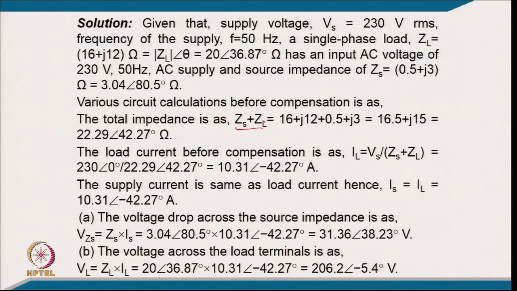The various circuit calculations before the compensation are: the total impedance Zs plus ZL comes to 22.29 at the angle of 42.27 degree ohm, and the load current before the compensation will be Vs upon total impedance, which comes to 10.31 at the angle of 42.27 degree ampere. The supply current is the same as the load current, and the voltage drop across the source impedance will be Zs times Is, and it comes to 31.36 at the angle of 38.23 degree volt. The voltage across the load terminal will be ZL multiplied by IL, and comes to 206.2 at the angle of minus 0.54 degree volt.